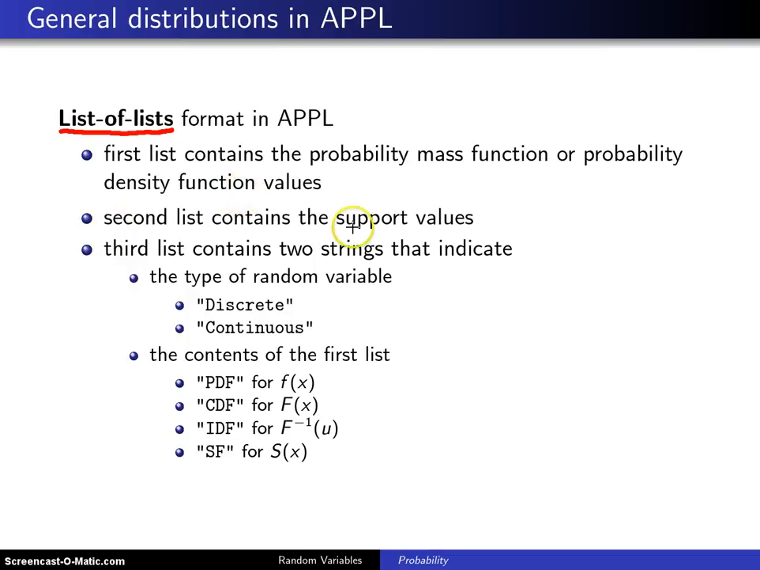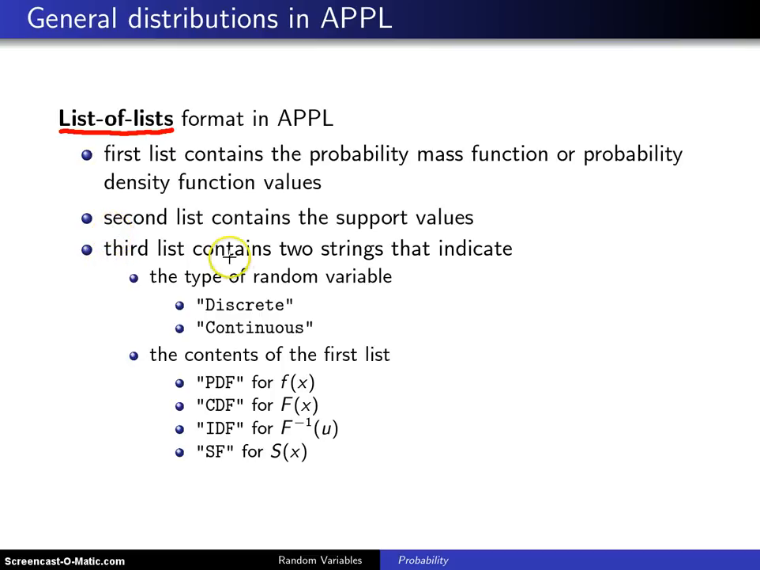The second list contains the support values. So for a discrete distribution, you might actually list those support values right there. For a continuous distribution, you will put the lower bound and the upper bound of the support, and those can be infinity and negative infinity if need be. If a distribution is defined in a piecewise fashion, where it has one particular functional form over one interval and then a different functional form over a different interval, then in that case you would put in the breakpoints onto this list as well.